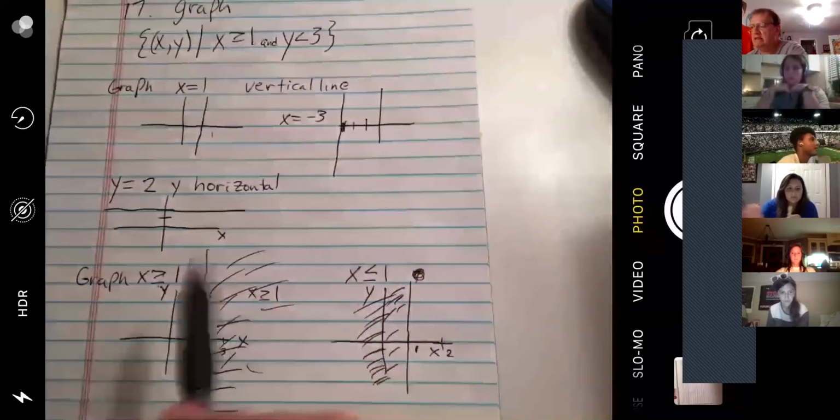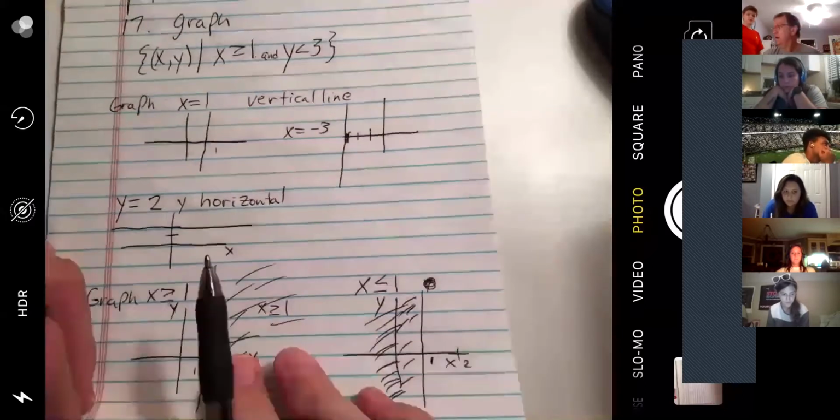And I'm going to have to switch pads. Here's my yellow pad. It's under the other computer. Okay.